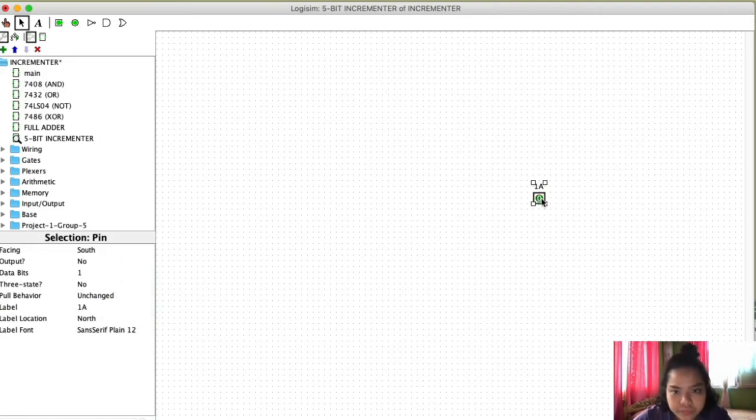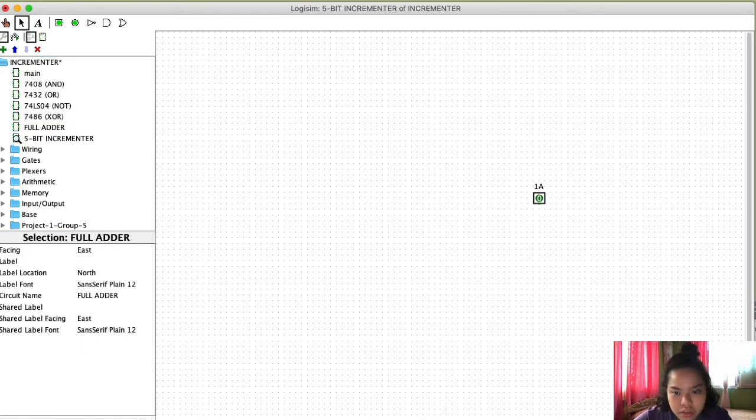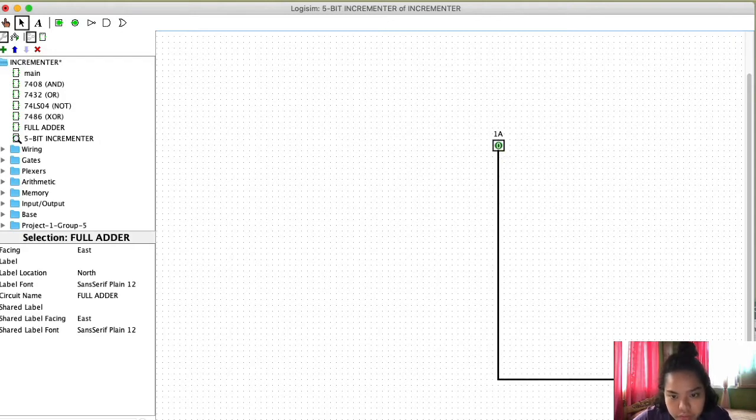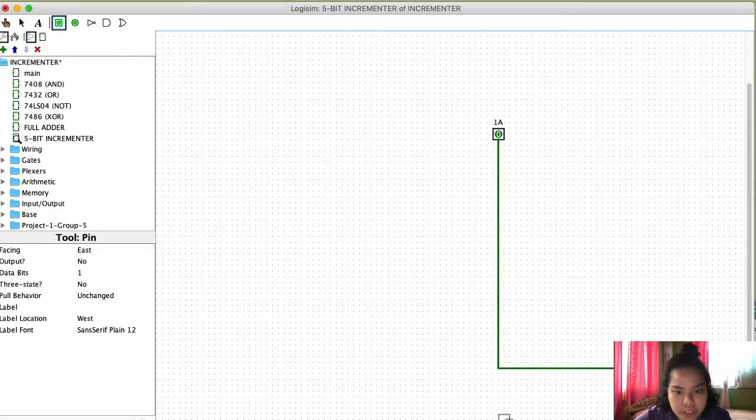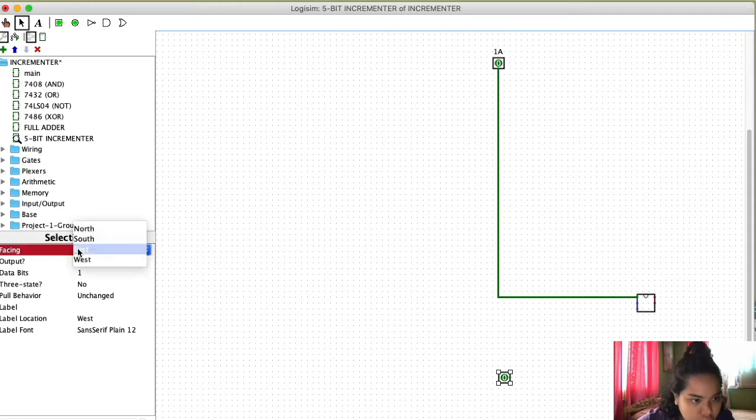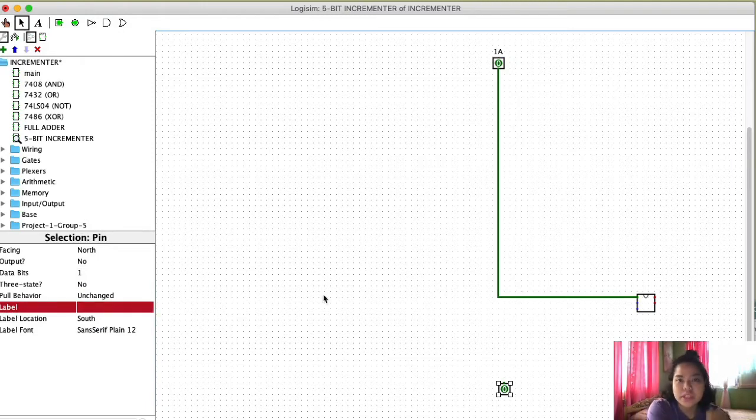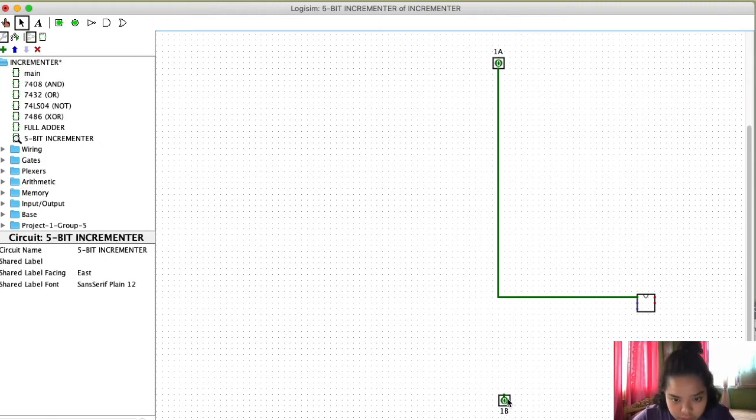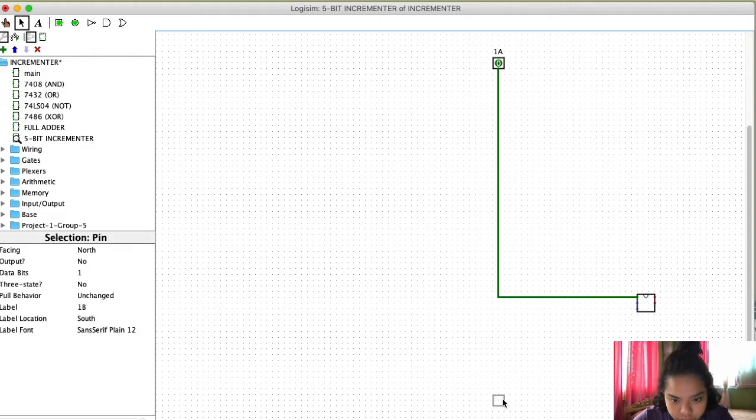So this is 1A, then we will just get our full adder here, and then we will connect our 1A to our first full adder. Then now we will get our B input, but this time we will make it face north, and then its label will face south. Then since this is our first input for B, we will label this as 1B. Then we will also connect it to its respective input. Let's just line it up with A. Oops. There.